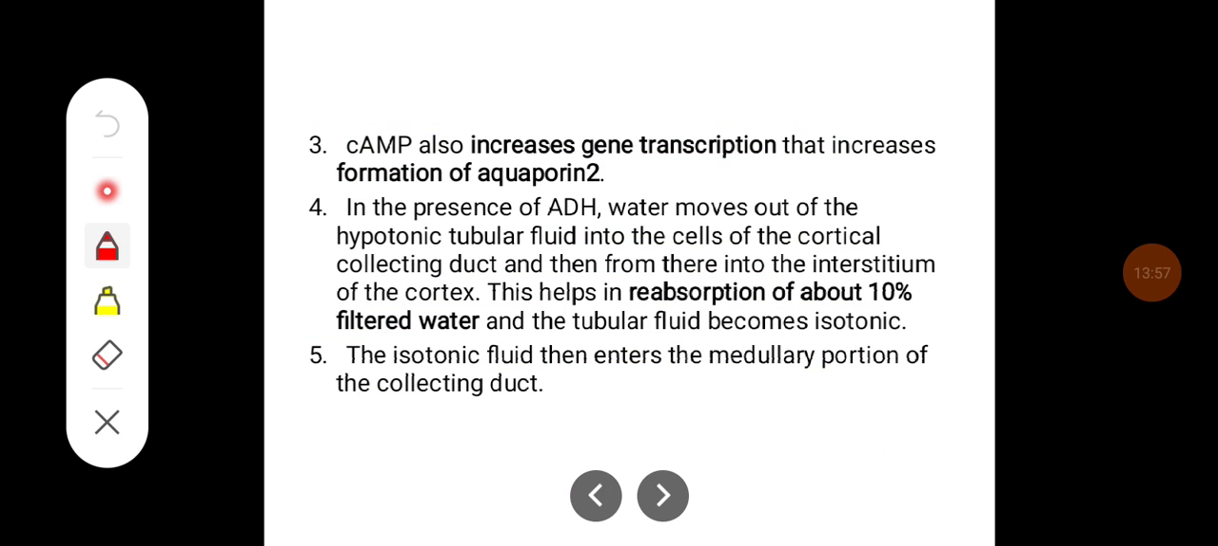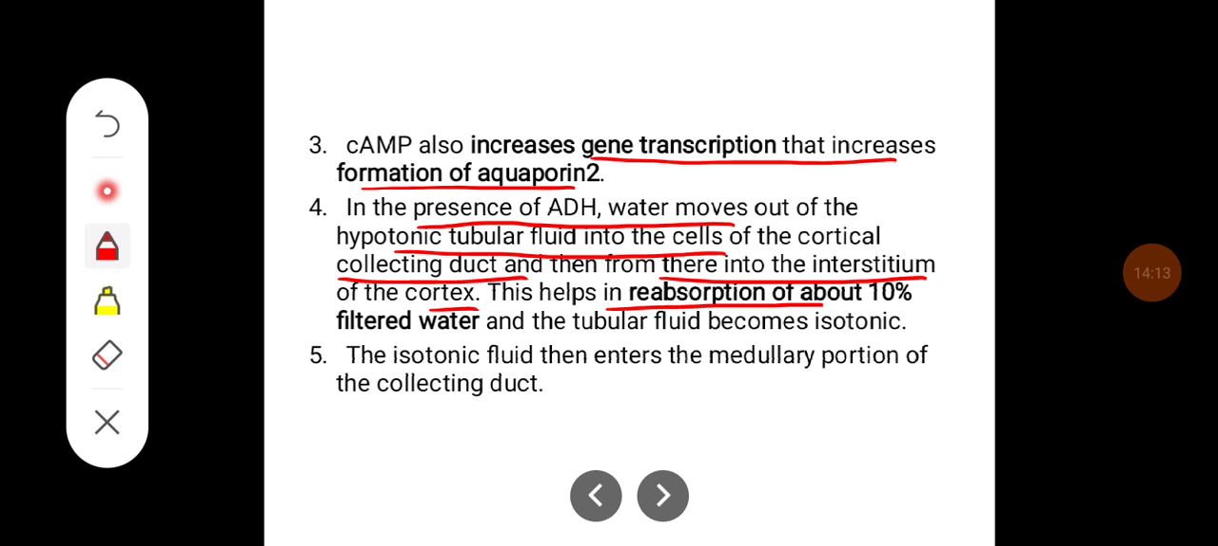Cyclic AMP also increases gene transcription that increases formation of aquaporin 2. In the presence of ADH, water moves out of the hypotonic tubular fluid into the cells of the cortical collecting duct, and then from there into the interstitium of the cortex. This helps in reabsorption of about 10% of the filtered water, and the tubular fluid becomes isotonic. The isotonic fluid then enters the medullary portion of the collecting duct.